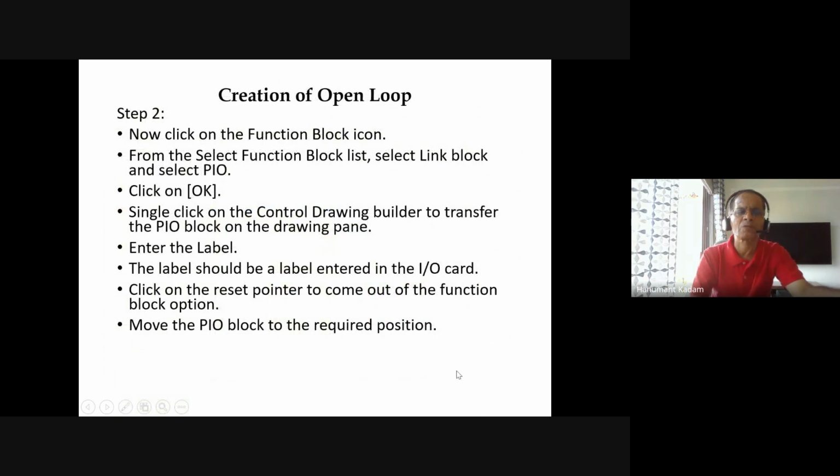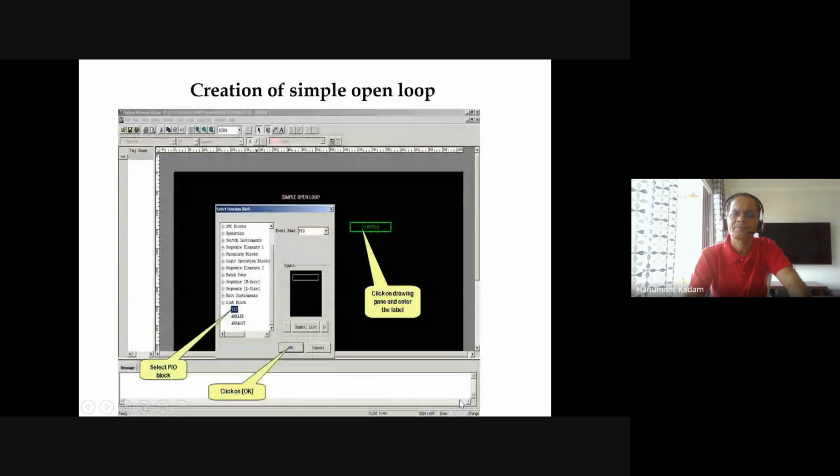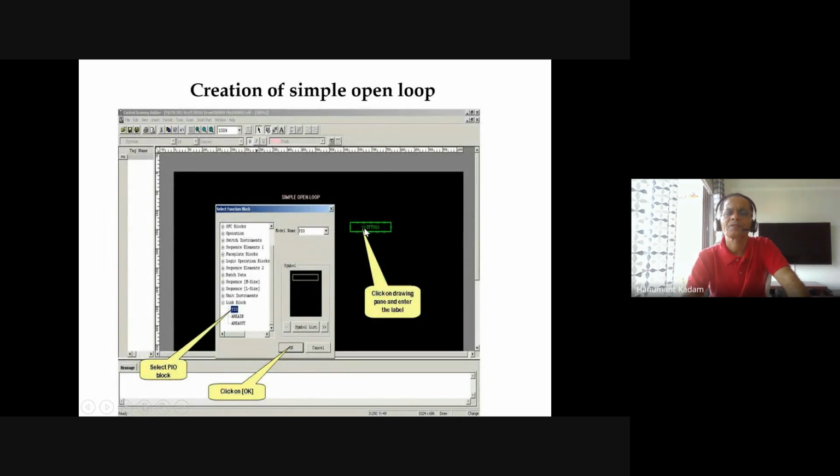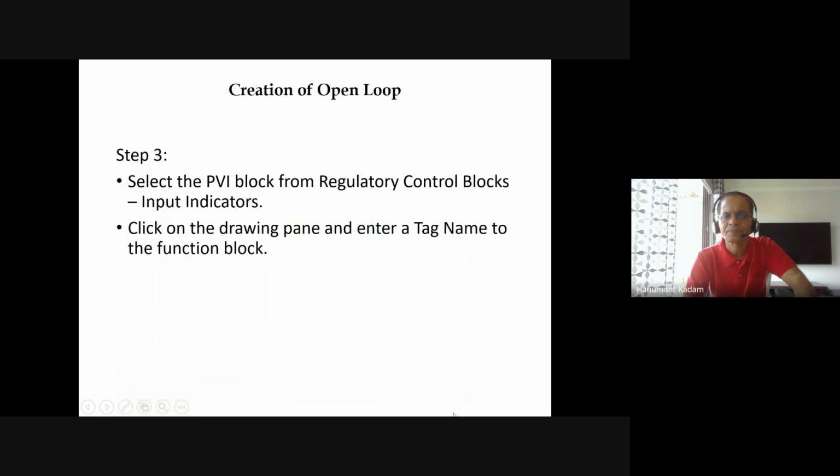The procedure is mentioned. Single click on the control drawing builder to transfer the PI block to the drawing pane. Enter the label. The label should be the label entered in the IO card. Click on the reset pointer and move the PI block to the required position, like this. So you are working here on this, and then move to this area. That's all. Select the PVI block from regulatory control. This is the creation of an open loop. The PVI block is the open loop.